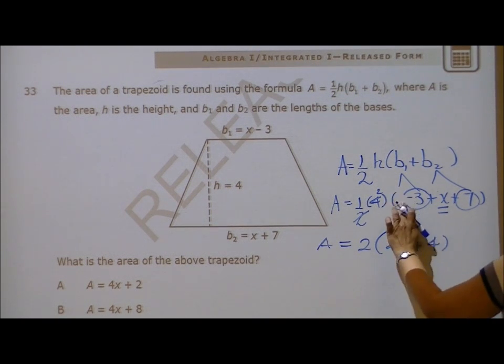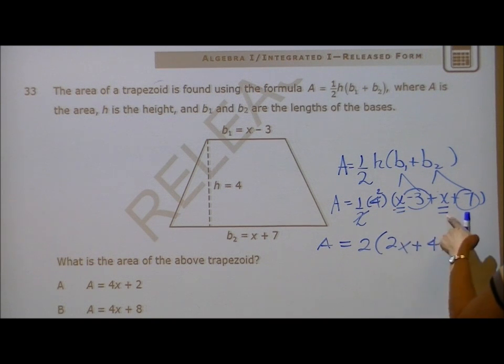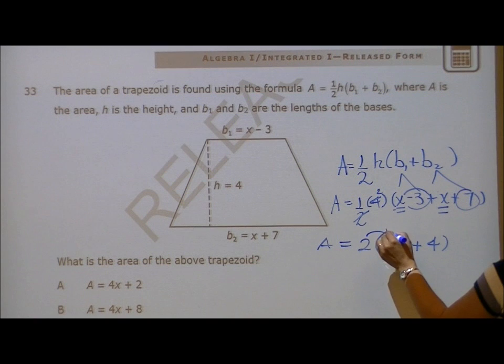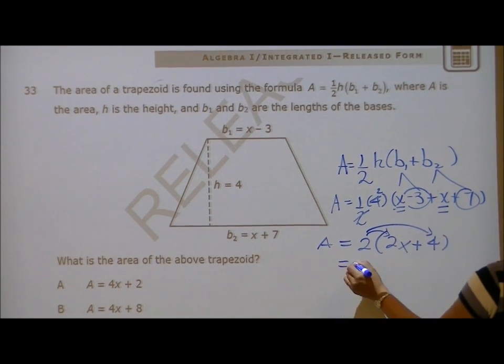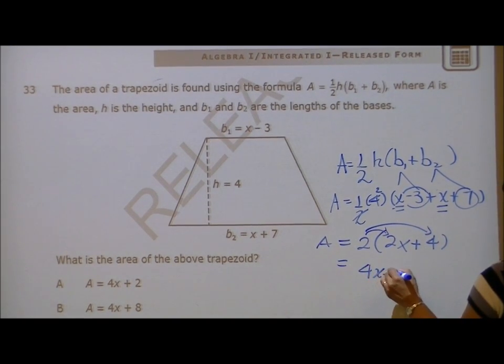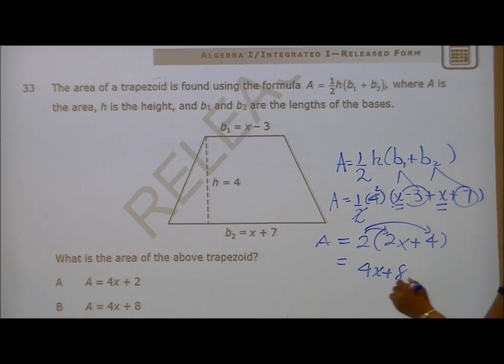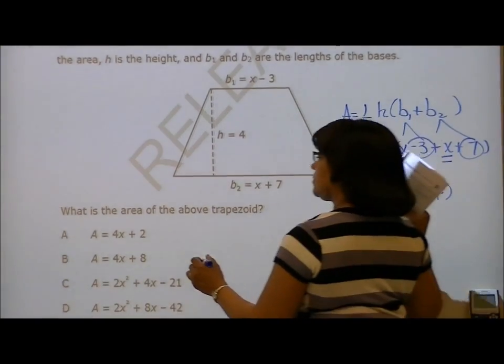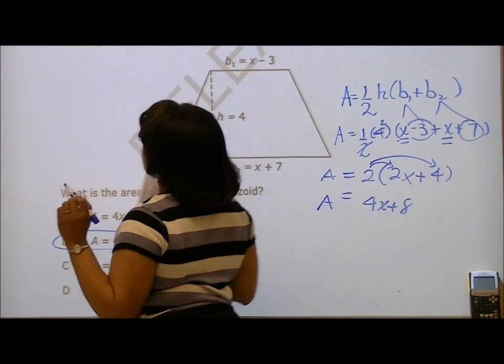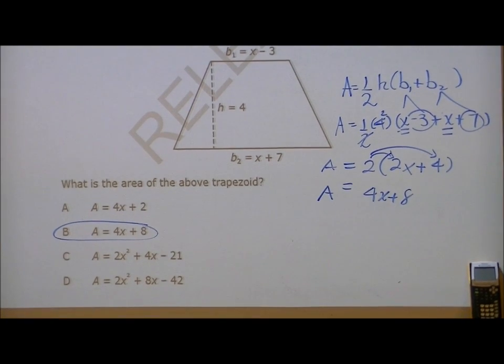Okay, so let me make this a little more clear for you. The x plus x is 2x, and negative 3 plus 7 is 4. We use our distributive property. So the area is 4x plus 8. And that is letter B. That's how you do number 33.